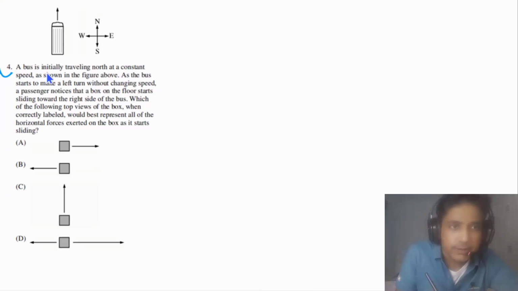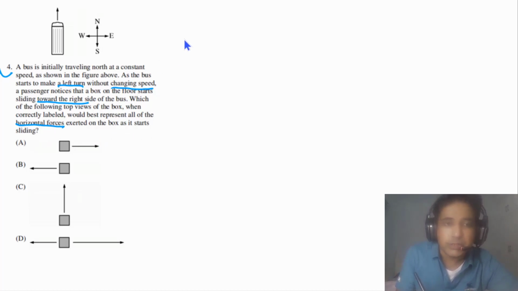Question 4 says, a bus is initially traveling north at a constant speed as shown in the figure above. As the bus starts to make a left turn without changing speed, a passenger notices that a box on the floor starts sliding toward the right side of the bus. Which of the following top views of the box, when correctly labeled, would best represent all of the horizontal forces exerted on the box as it starts sliding?